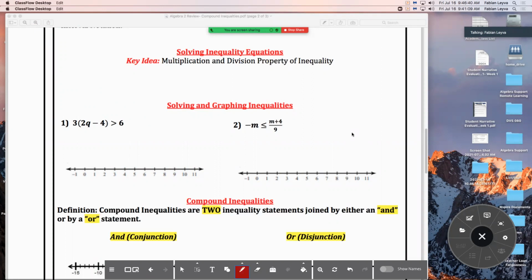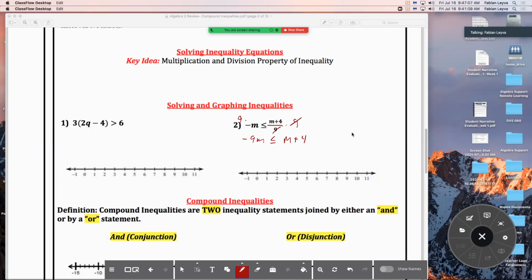Now, when I'm looking at this thing, this fraction gives me a little bit of anxiety, so I'm going to go ahead and get rid of that as my first step. Luckily for me, when you divide by 9, multiplying by 9 is how you undo a division, so it's pretty straightforward. Those are going to divide out. 9 times a negative m is a negative 9m, which is not equal to, but actually less than or equal to m plus 4.